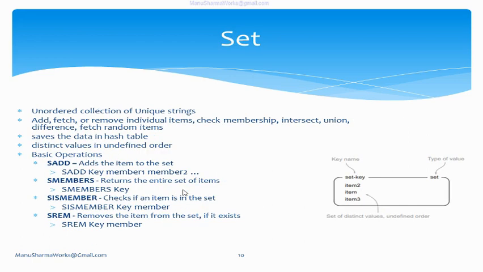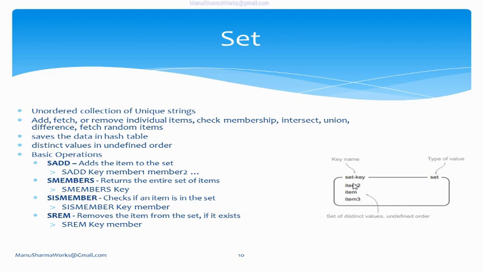Set. A set is an unordered collection of unique strings. The term here is unique, so it doesn't allow inserting duplicate values into the set. In the case of a list, we can pass multiple duplicate values, but here it saves only one unique value.